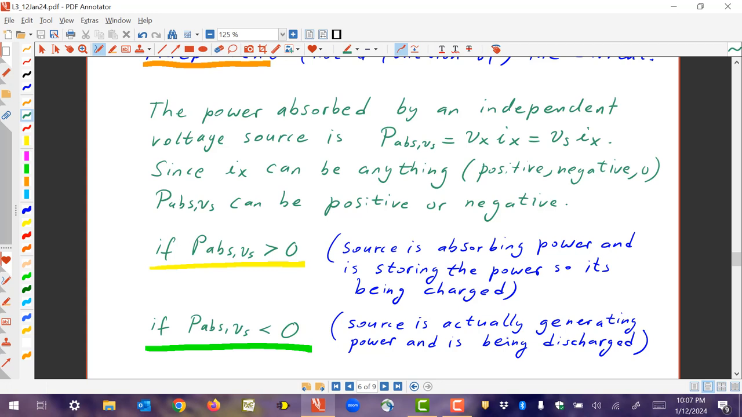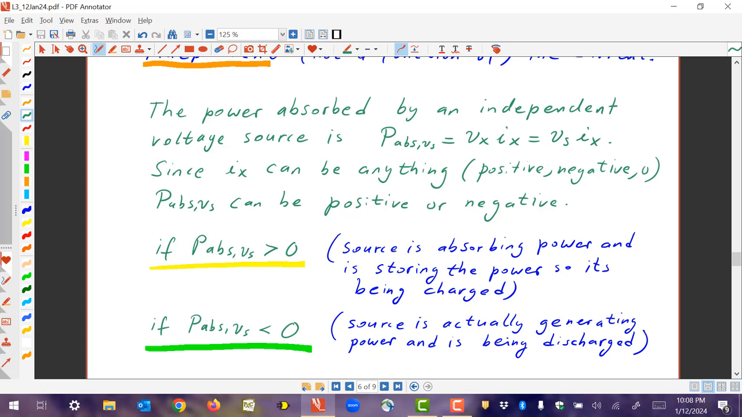Whereas if the power absorbed turns out to be negative, right? If we do Vx, Ix and get a negative number, it means that the source is actually generating power. It's being discharged, right? So that means that the source is providing power to the circuit. It's not absorbing power. It's the opposite. It's sort of taking the power that's been stored and it's providing it to the circuit. It's generating. It's delivering that power to the circuit. So then we say that the source, the voltage source, is being discharged. So that's just notation, right?